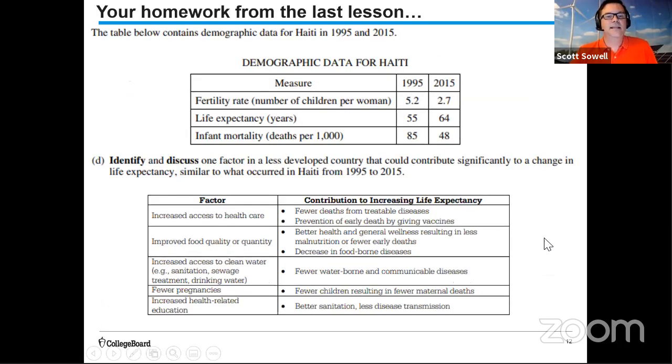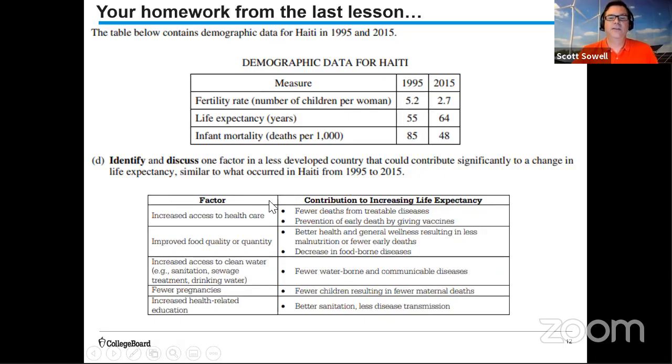All right, then the next one says, identify and discuss one factor in a less developed country that could contribute significantly to a change in life expectancy, similar to what occurred in Haiti from 95 to 2015. So in those 20 years, we saw the life expectancy in Haiti really increase. Why? You had to identify the factor and then how that contributed to an increase in life expectancy.